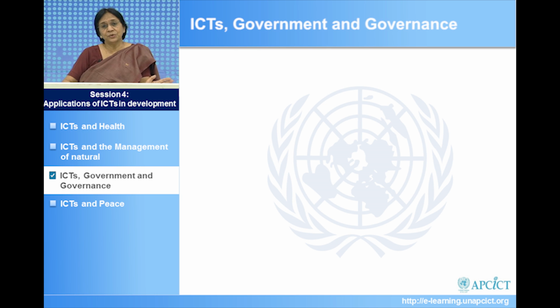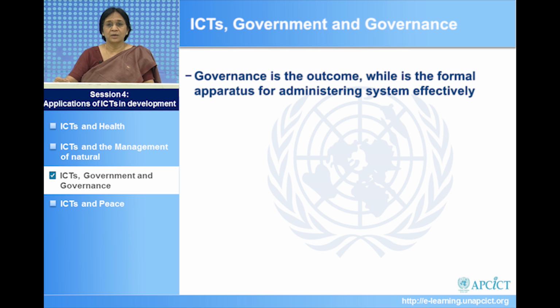But as we begin to look at how we use ICTs, there are other dimensions which are very important and we have to look at. One of the reasons for the inability of countries to reach goals and targets and to improve development has been the issue of governance. Governance is an outcome which is basically visible in how a system or a country is run. Whereas the formal apparatus, the formal system of administering a country, is called government.